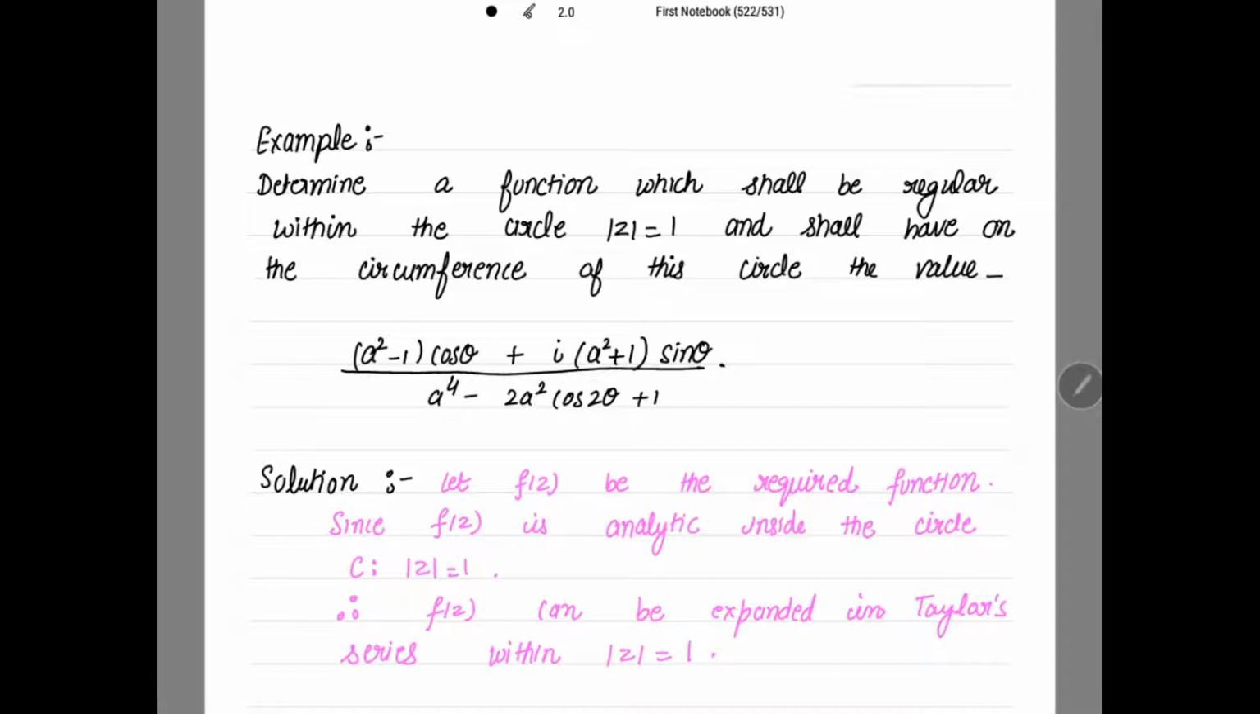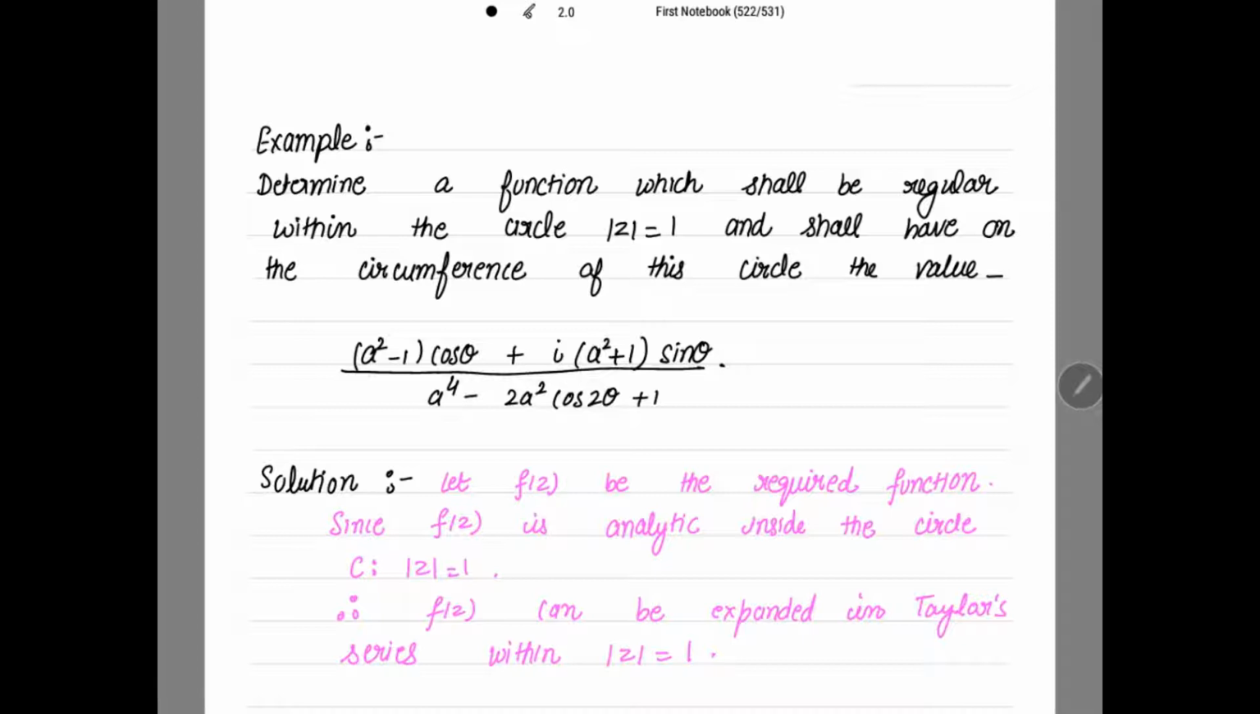Inside the circle we have the regular part, outside the circle we have the principal part. So this example is telling us that the function is regular inside the circle. That means we have the positive terms of the function fz. So let's start with the solution.